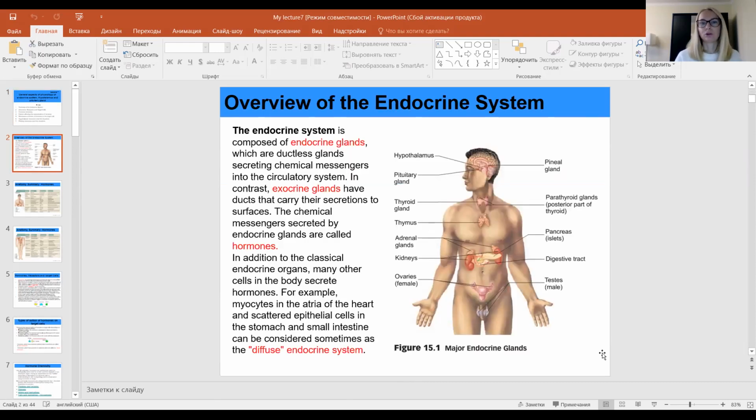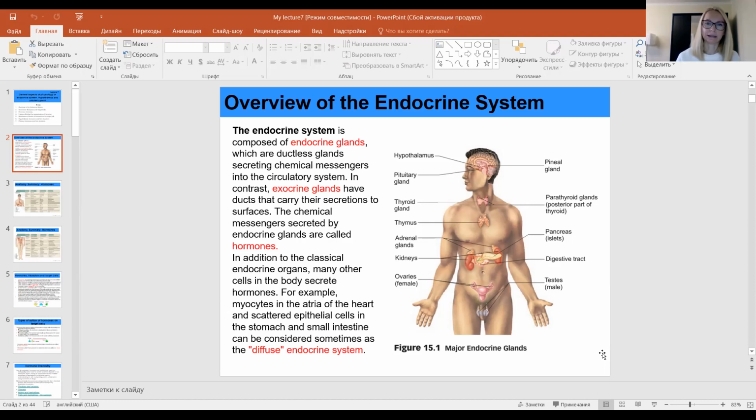So, endocrine system is composed of endocrine glands, which are ductless glands secreting chemical messengers into the circulatory system. There is a difference between exocrine glands and endocrine glands. Exocrine glands have ducts and they carry the secretions to the surfaces, while endocrine glands secrete hormones directly into the bloodstream, and these chemical messengers are called hormones.